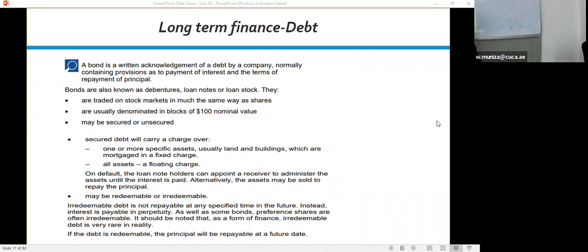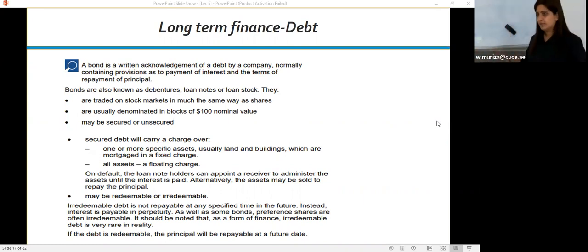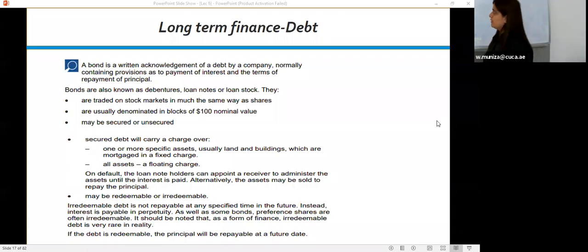And whenever we take the name of debt, the first name which comes to us is bond or loan note. Bonds and loan notes are similar terms given to the long-term source of finance, debt, for the company. In general language, we also call them debentures. So they say a bond is a written acknowledgement of a debt by a company. That written acknowledgement is basically a contract.